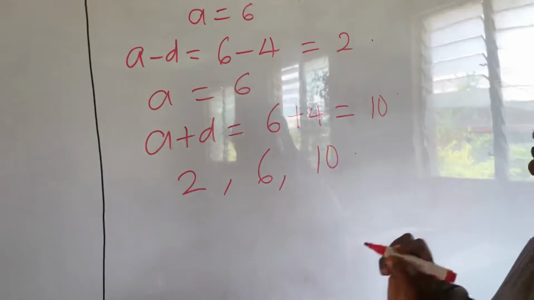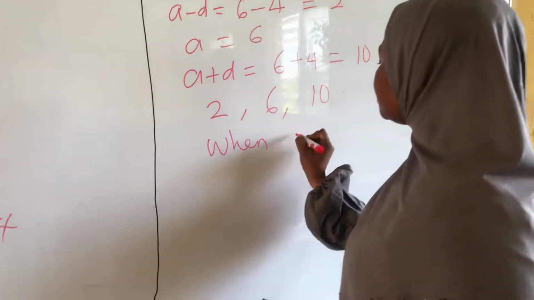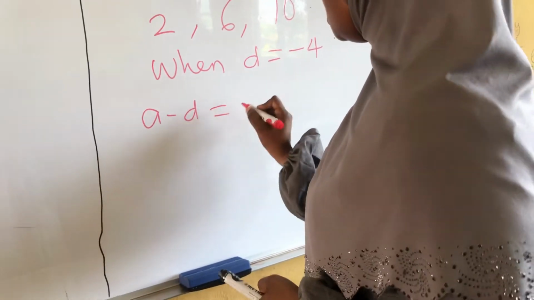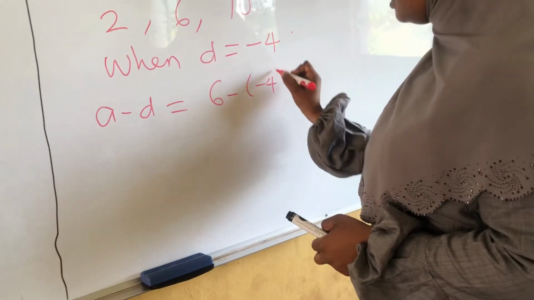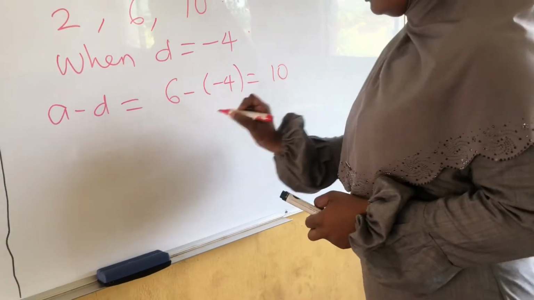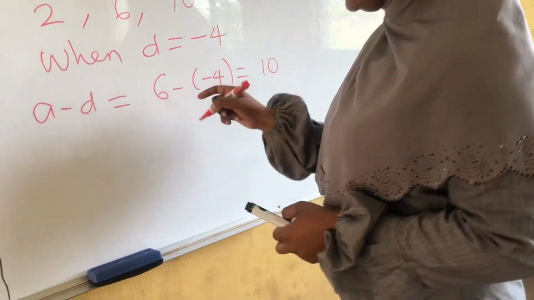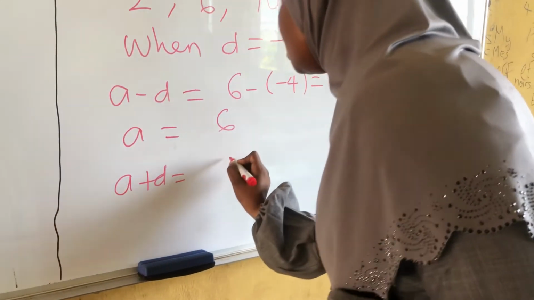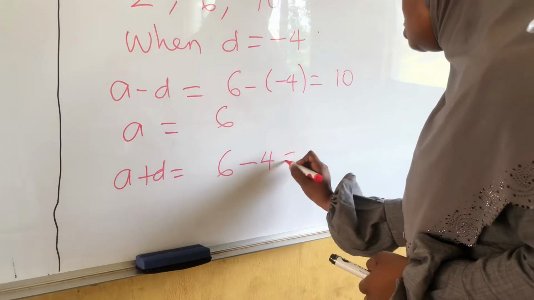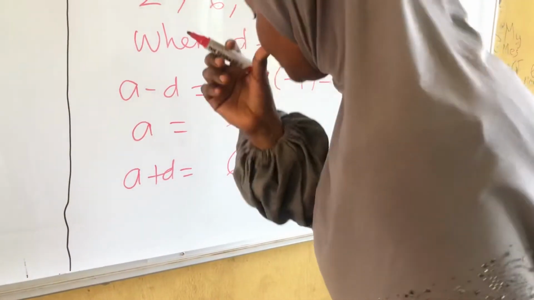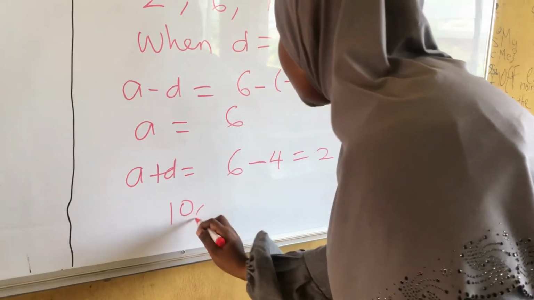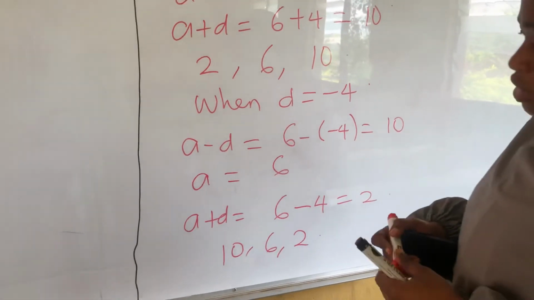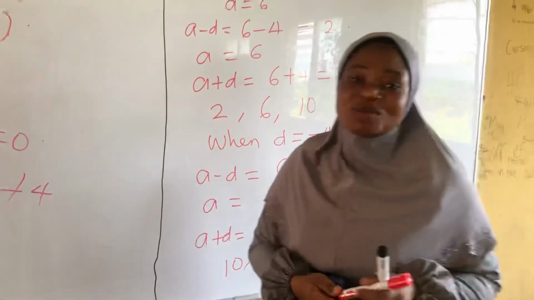When D is equal to negative 4, A minus D will be equal to 6 plus 4, which is equal to 10, that is, negative times negative gives us positive. And A is equal to 6. A plus D is equal to 6 minus 4, which is equal to 2. So the consecutive terms will now be 10, 6, 2. You can see that they are the same, but in reverse. So that is that. Make sure you study it very well.